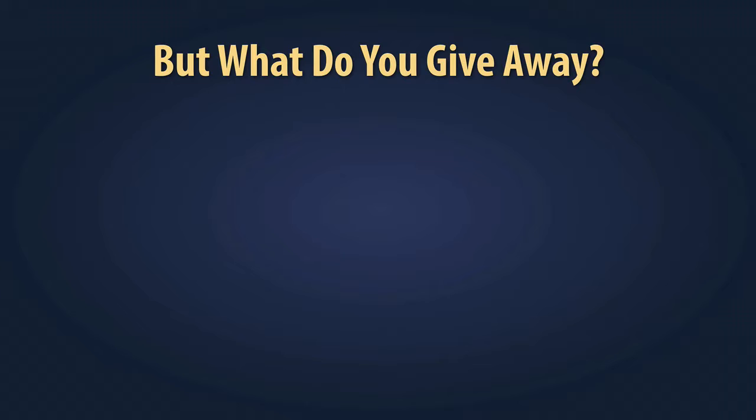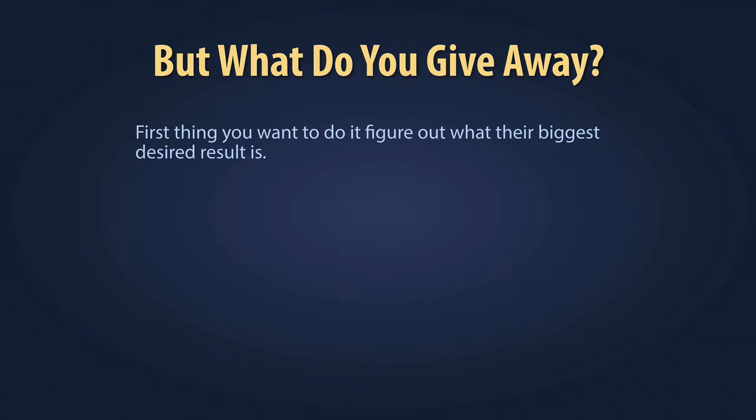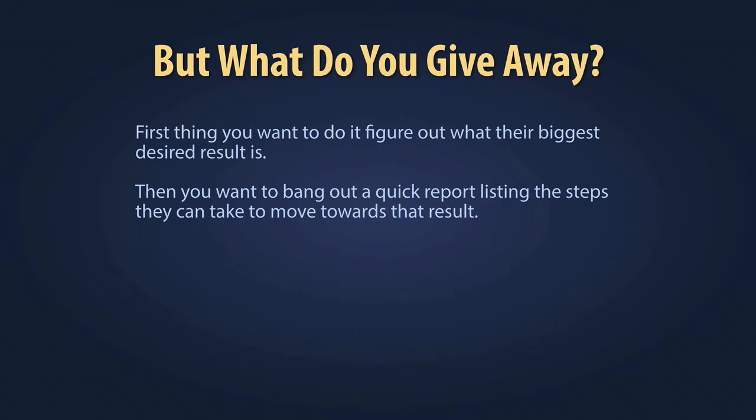Well, it's pretty simple. The first thing you want to do is figure out what their biggest desired result is. So you find out what the big thing is as it relates to what you can provide, and then once you know that, you bang out a quick report listing the steps they can take to move towards that goal. And when I say a quick report, I don't mean a novel. I don't mean something that you slave over like you used to have to do in high school. I mean like 5 or 6 pages just showing them the basics and the main things that they need to do to get where they want to go.